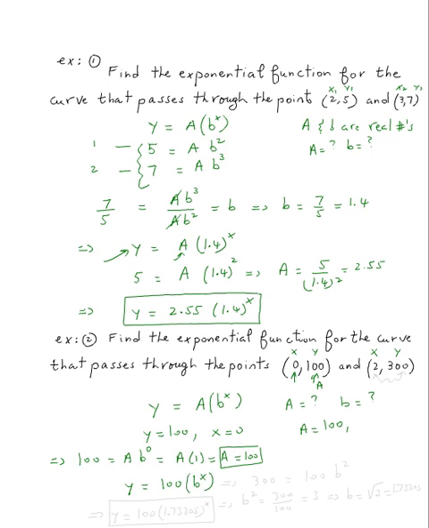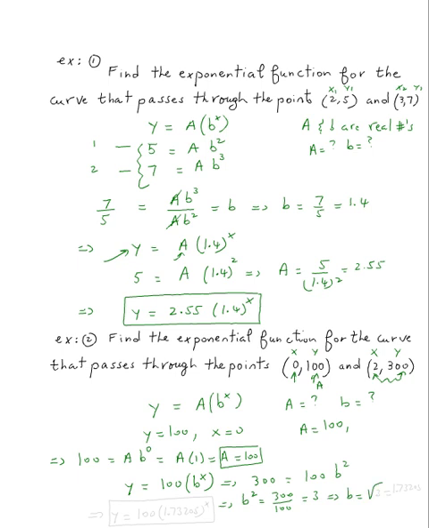How do we find b? Use the second point. Don't use the first point, because every time you use the first point, the b is going to disappear. When you do b to the 0, it's going to give you 1, and it's gone. So you always have to use the second point, where x is not 0. So let's plug it in. When y is 300, x is 2. Now, b squared is equal to 300 over 100, which is 3.